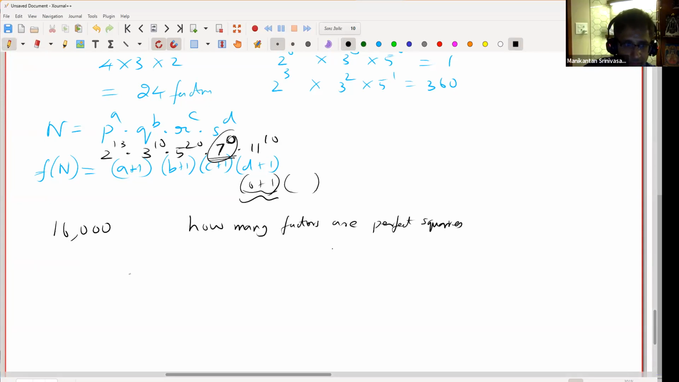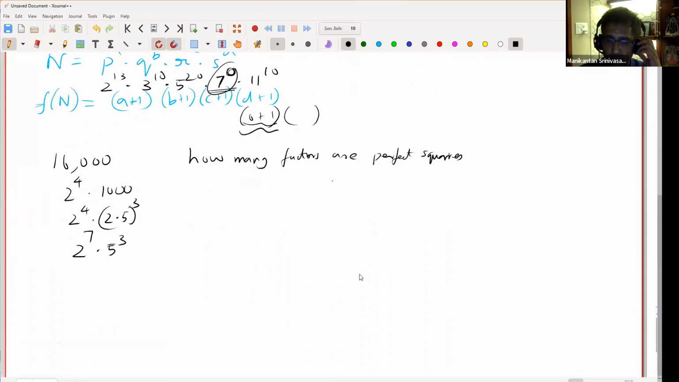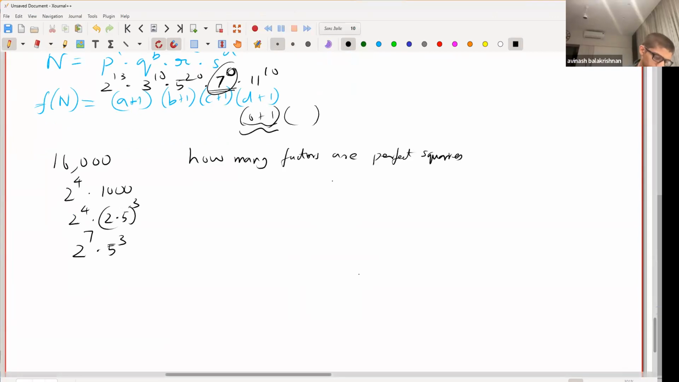Okay. So what is the prime factorization? So 16 is 2 power 4. And this is 1000. 1000 is nothing but 10 cubed. So that's 2 into 5 whole cube. So ultimately I have 2 power 7 times 5 power 3. Okay.